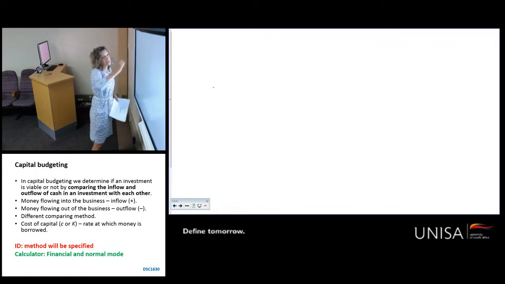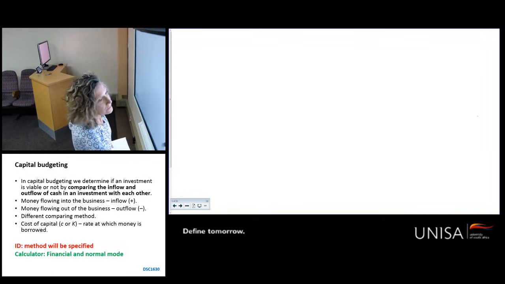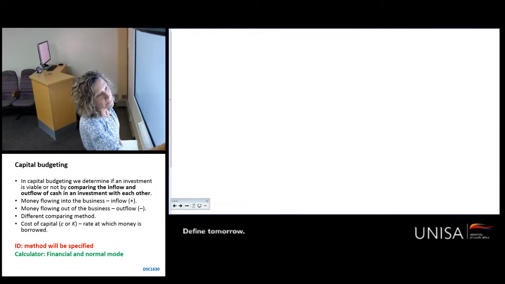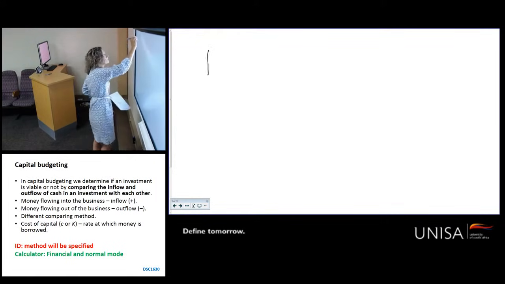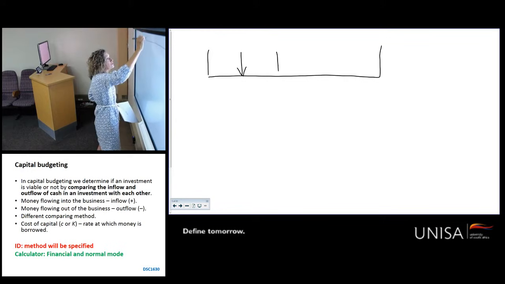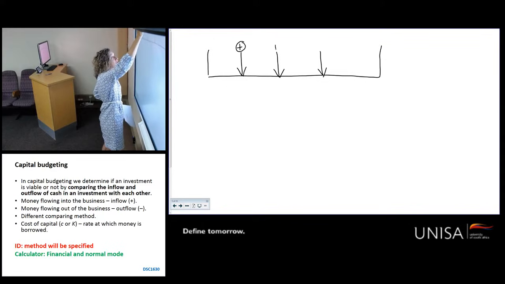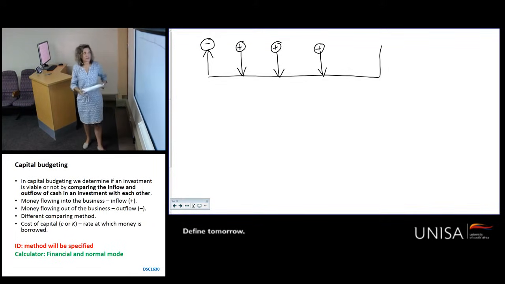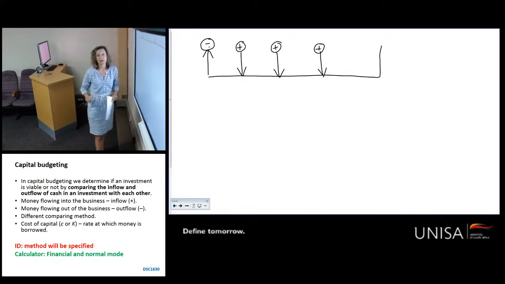So if we draw our timeline again, if we think of our business, there's money going into the business. We call that our positive inflows, right? And then in the beginning, the outflow, meaning that you will invest. That's what you will pay for that specific investment. We call that the negative or the outflow, and the rest is the inflow.